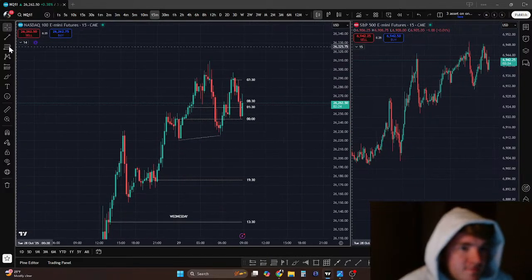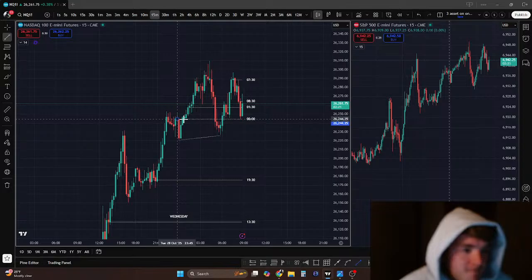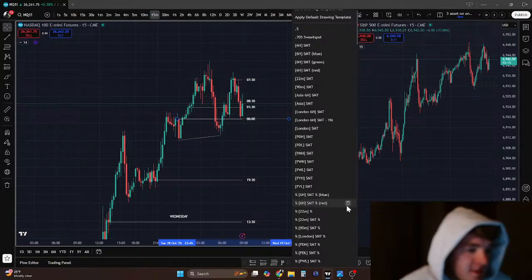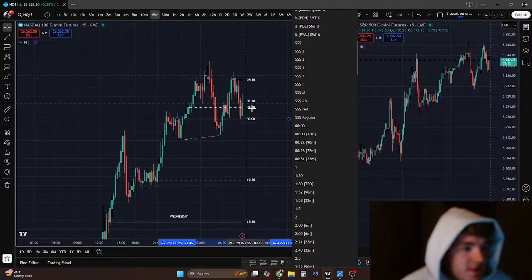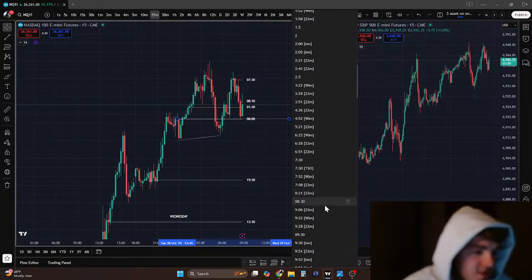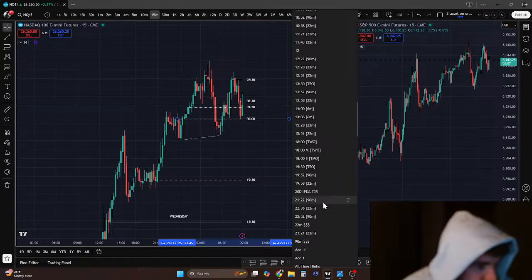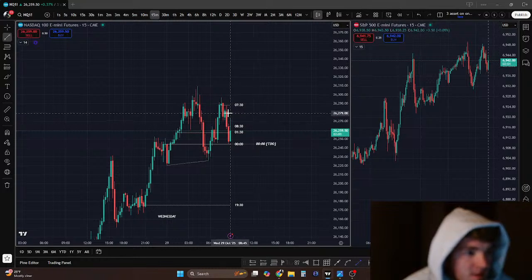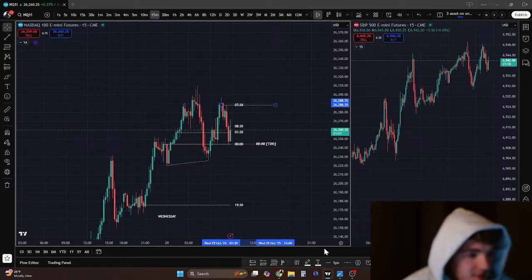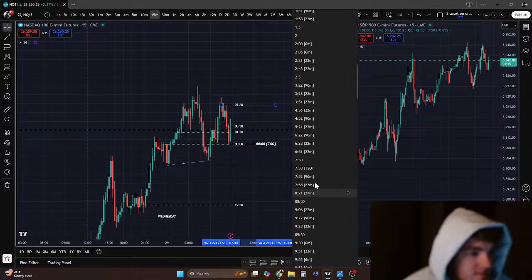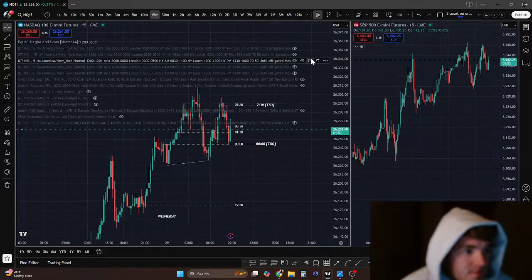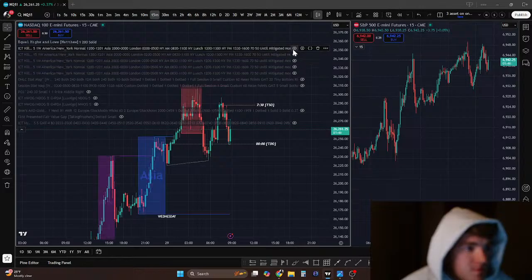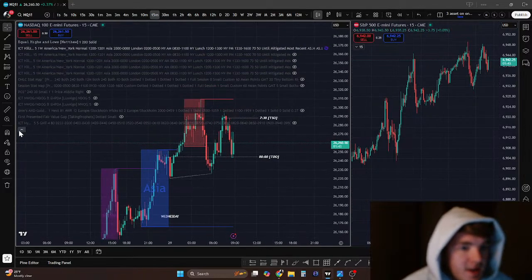Let's get out midnight. So here's midnight. And then 7:30 is up there. So I'd be looking to take shorts up here, along down here. It's probably how it'll go. So midnight, 7:30. We got London high up here.